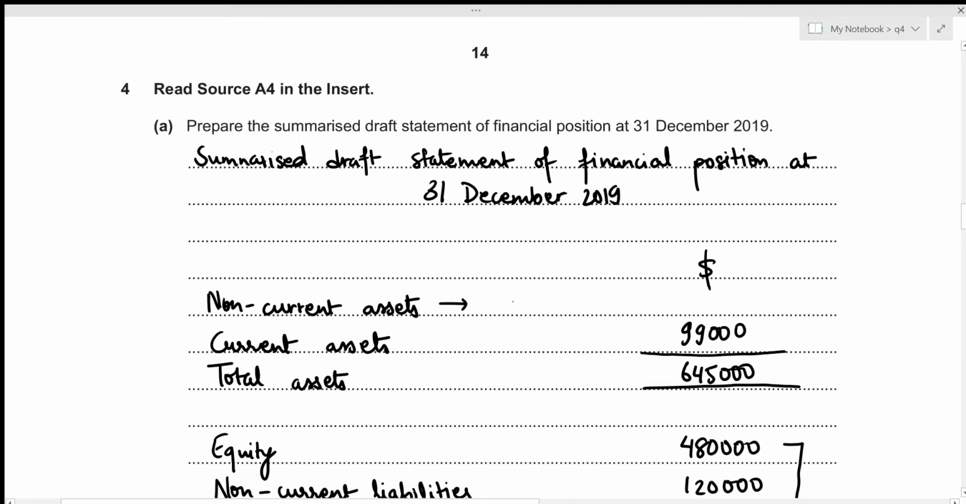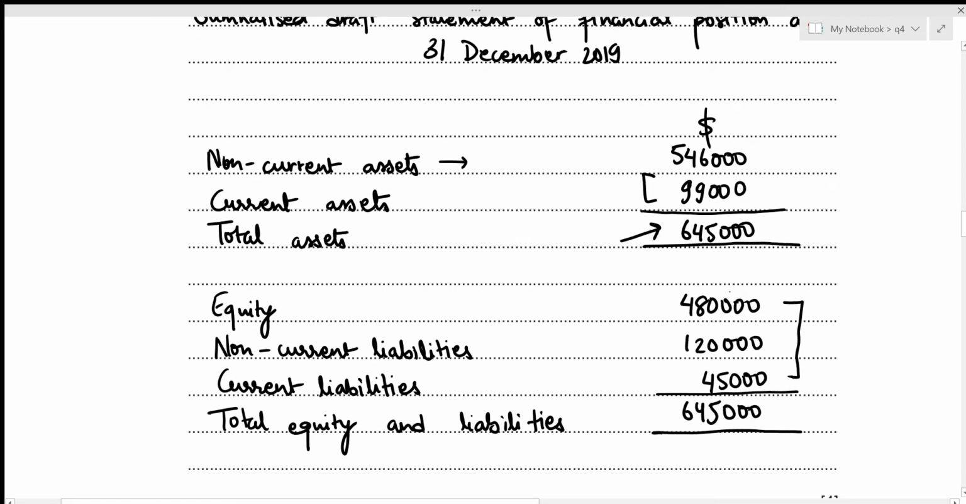And whenever we're trying to figure out the balancing figure, we just have to subtract other amounts from the total. So in this case, that's going to be 645,000 minus 99,000, which results in the value of 546,000. And this concludes our summarized draft statement of financial position, as well as the first part of this question. Now we can move towards the second one.